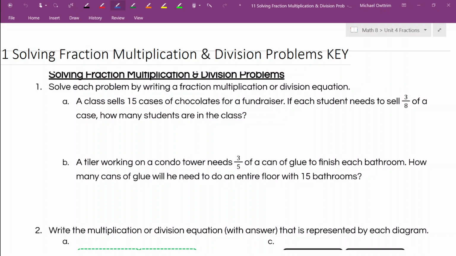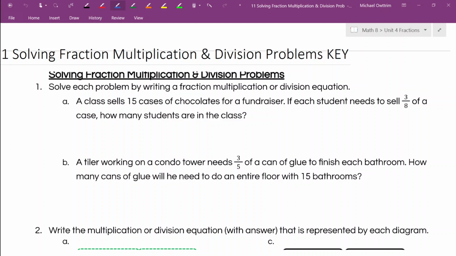Hello class, today we're taking a look at solving some multiplication and division problems that involve fractions. The first things we have are two pretty easy, pretty basic word problems, and for these word problems we want to write a fraction multiplication or division equation.